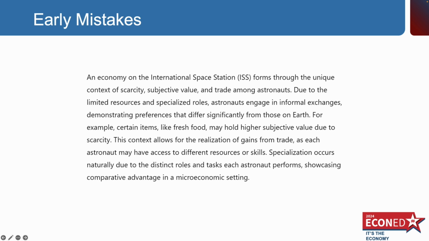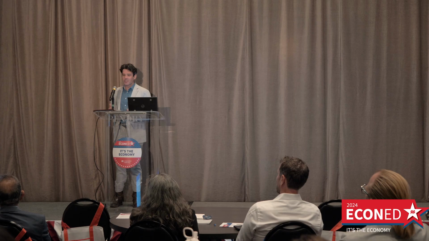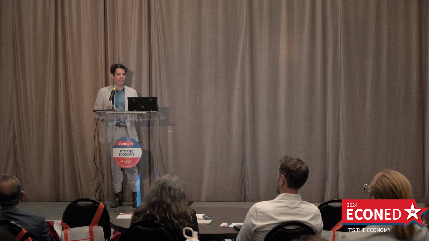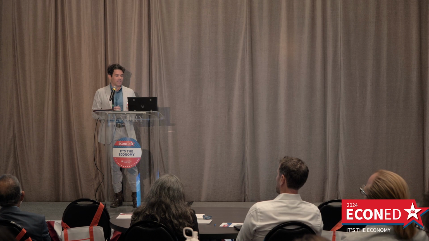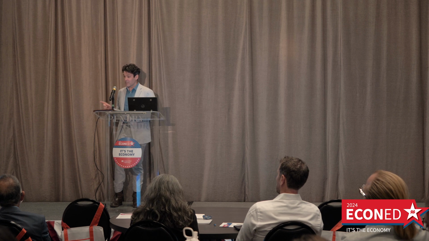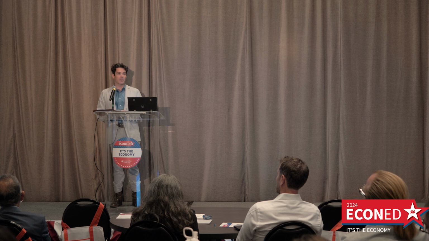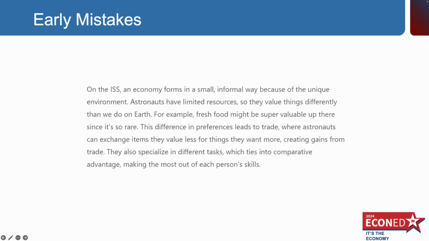So it says that this context allows for the realization of gains from trade. You know, it's showcasing comparative advantage in a microeconomic setting. So you look at this and you say, okay, maybe I could tell that this is GPT. So I went in there and I said, still is GPT 3.5, write this like you're a freshman at a big state school. And it comes back with this.